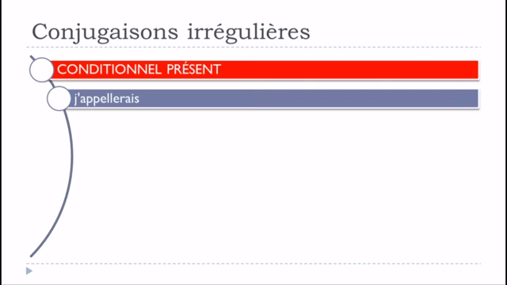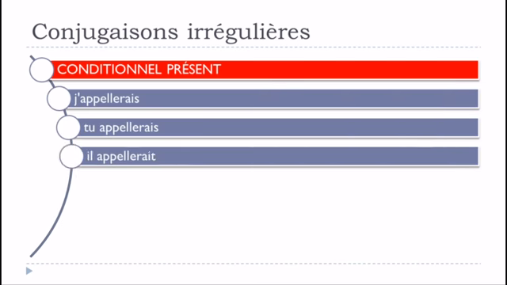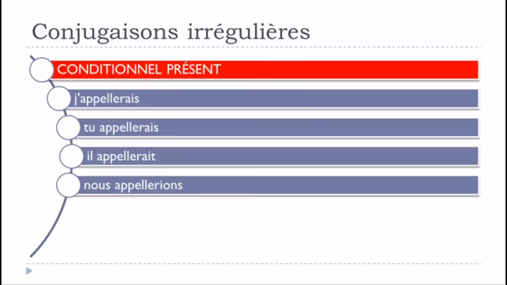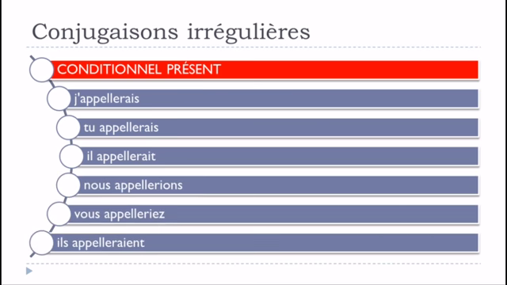And it will be exactly the same thing. J'appellerais, tu appellerais, il appellerait, nous appellerions, vous appelleriez, ils appelleraient. Okay? So same thing, you've got to double the L, and it does concern all the forms, if you look carefully. So j'appellerais, tu appellerais, il appellerait, nous appellerions, vous appelleriez, ils appelleraient.